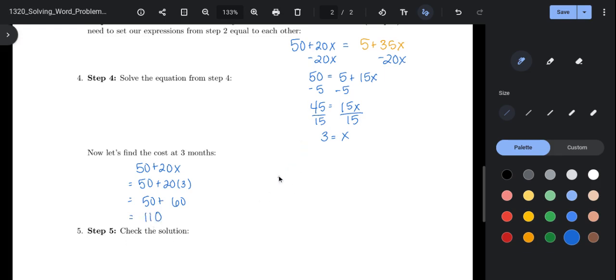So what this tells me is at 3 months, Gym 1 and Gym 2 cost $110.